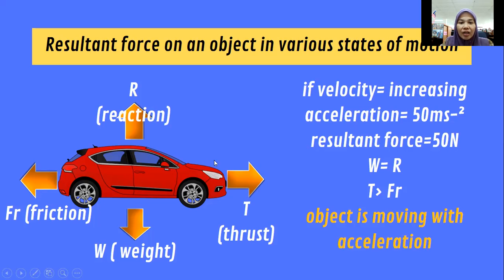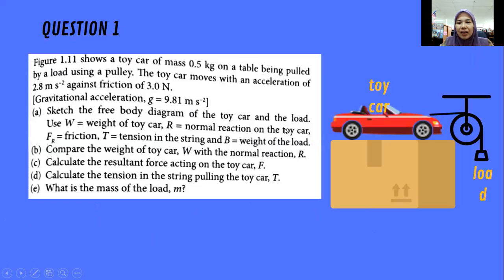Okay. When the object decelerates, that means friction is greater than thrust. Same goes for our reaction and also weight. Weight is equal to reaction. Then the object is moving with acceleration. You can predict from the motion what the force is. Roughly, you can roughly know the value of the forces. Hope you are clear with my explanation.